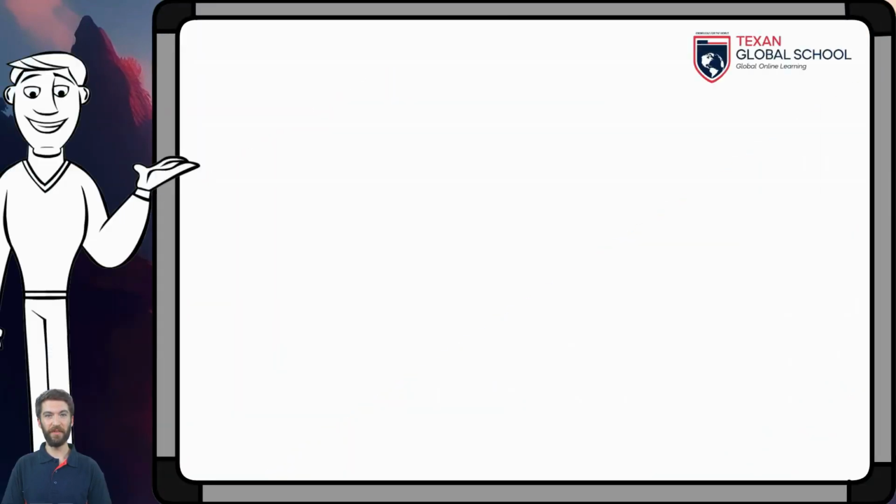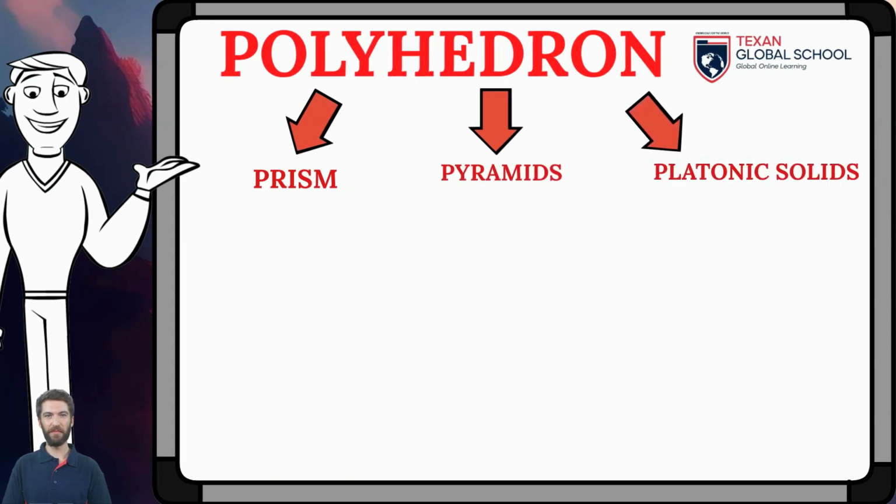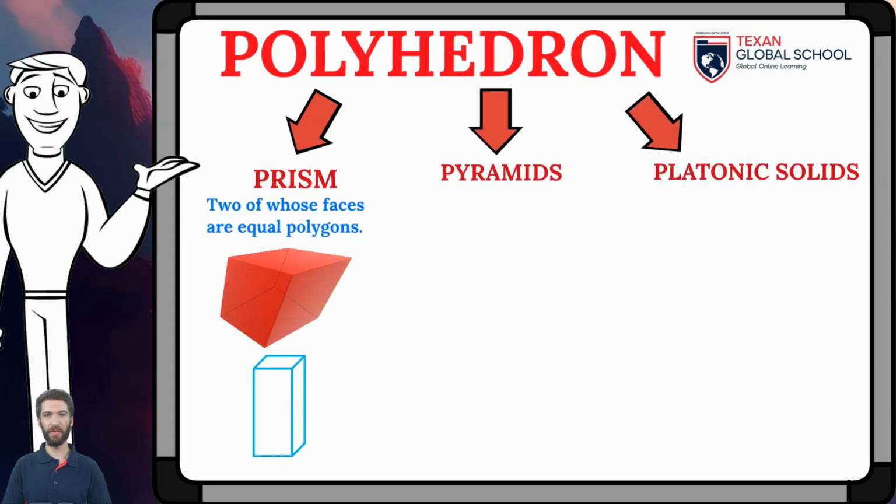Another way to classify polyhedrons is as prisms, pyramids, and platonic solids. A prism is a polyhedron with 2 faces that are equal polygons, which lie in parallel planes and have their homologous sides parallel, and whose other faces are parallelograms. The prisms include right prisms, oblique prisms, regular prisms, and parallelepipeds.